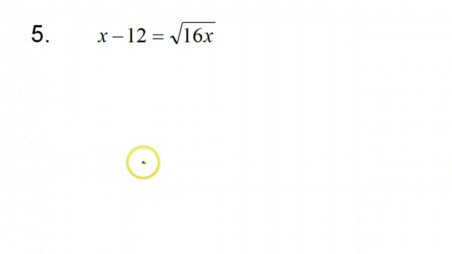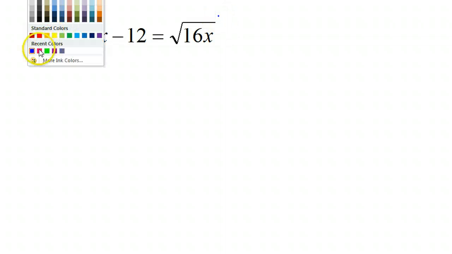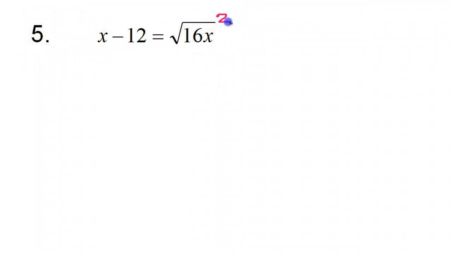Okay, take a look at number 5. We must be very careful. To get rid of this radical, I definitely want to square both sides. Okay, so I want to do that.